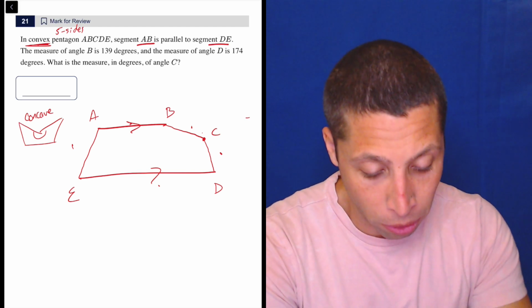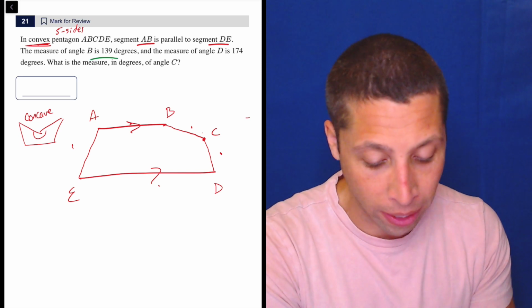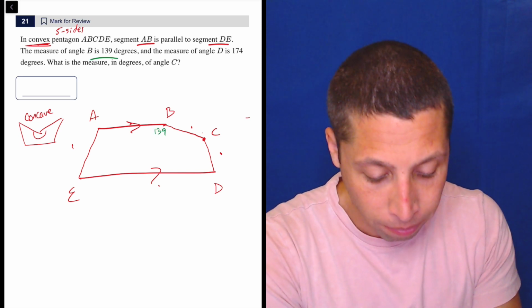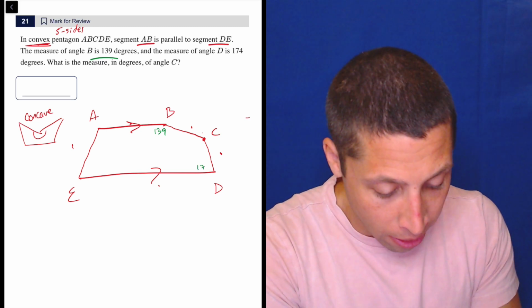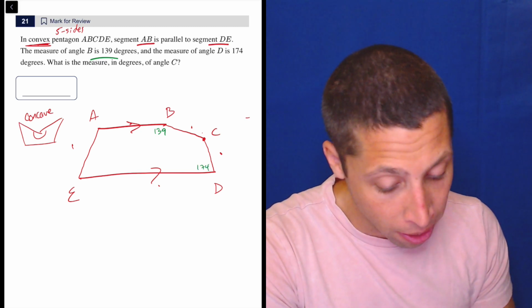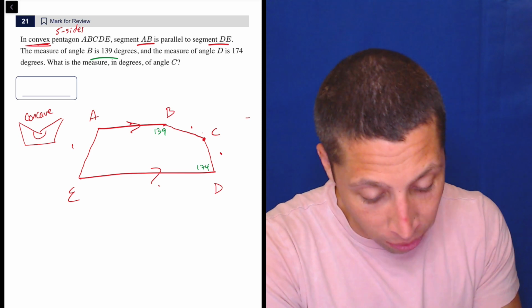So we can start putting some stuff on the picture then. We know the measure of angle B is 139. Measure of angle D is 174. You can see I haven't really drawn this to scale, but it's going to be okay. And what is the measure of angle C? That's what we're looking for.